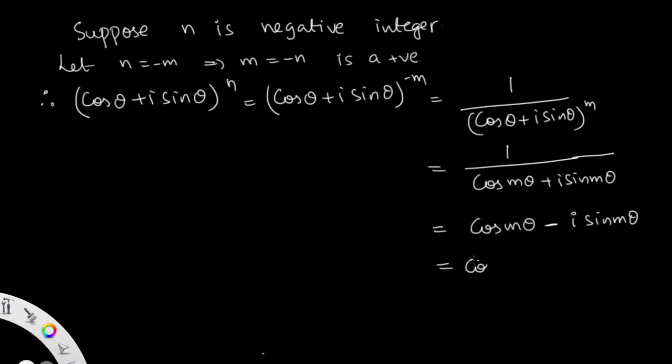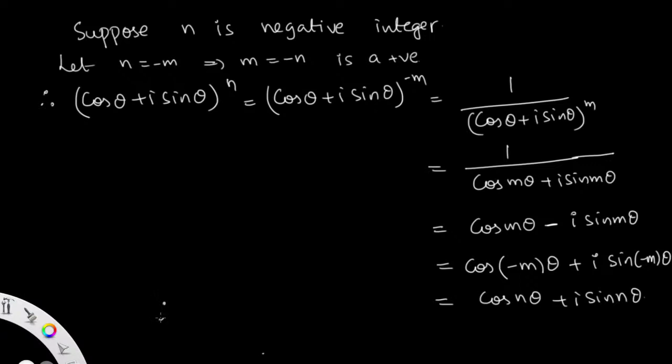So that is cos of minus m theta, since cos of minus theta is cos theta, plus i into sin of minus m theta, since sin of minus theta is minus sin theta. That's why I am writing it like this. But minus m equals n, so that is cos n theta plus i sin n theta. This is also proved.